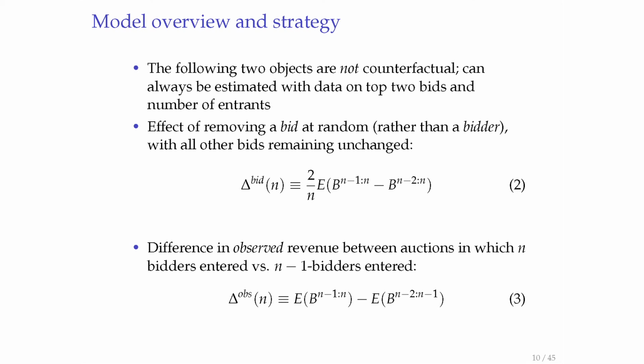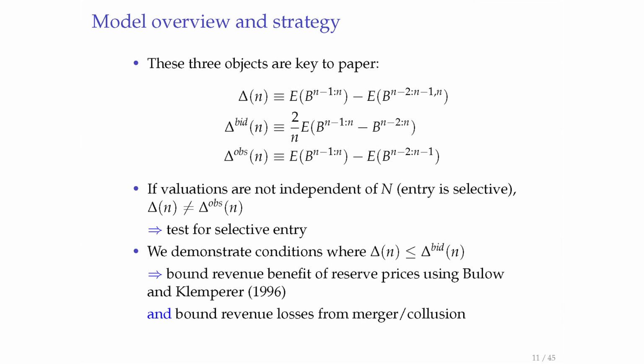The expected second order stat is the seller's revenue in m bidder auctions, and on equation 3 on the right there is the expected revenue in an n-1 bidder auction. So this is the actual observed difference between n bidder auctions and m-1 bidder auctions. So the three key objects again are, first, the top one, this counterfactual object: we'd like to know the bidder exclusion effect. Then we have the expected drop in revenue from dropping a bid. And then we have the actual observed difference between n bidder auctions and m-1 bidder auctions.